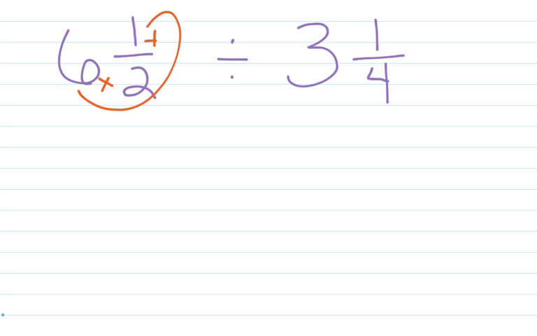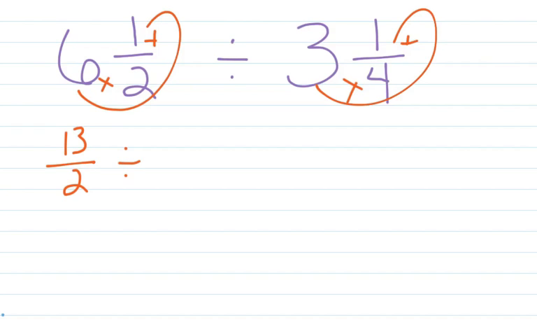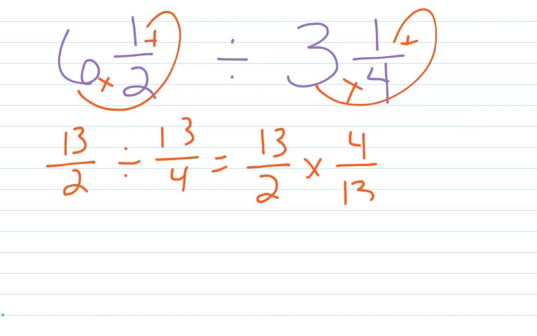Okay, and last but not least, nobody's favorite, mixed numbers. You gotta make them improper before you can do anything with them. So 6 times 2 is 12 plus 1 is 13/2. 3 times 4 is 12 plus 1 is 13/4. And we've still got to keep, change, flip and use those lovely calculators, because 13 times 4 is not one I have memorized, okay, but it is 52.